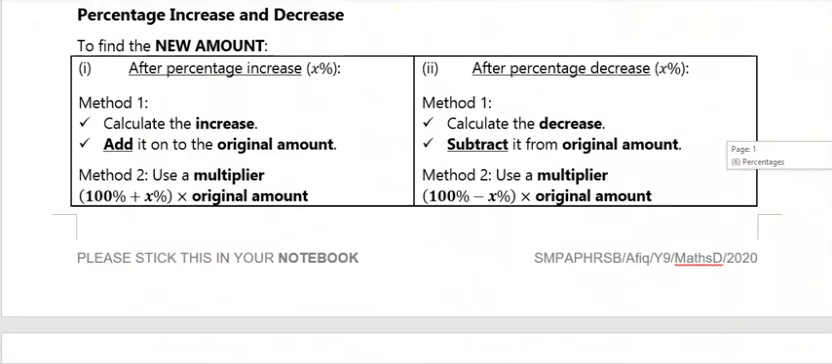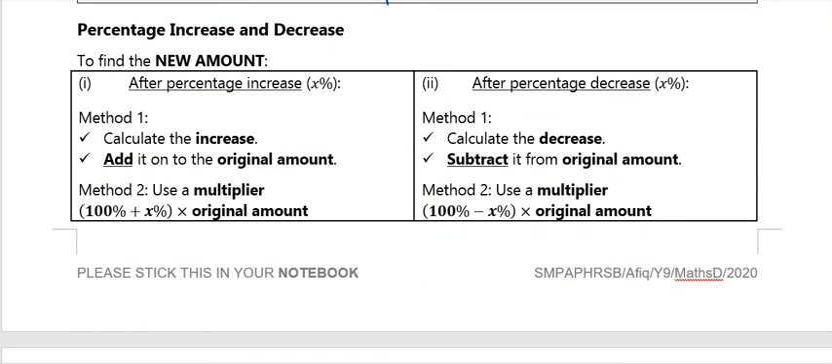Okay, now next one is we are focusing on how to find the new amount if you are given the increase or if you're given the decrease. So generally there are two methods. So the first one is how you have to calculate the increase by taking the percentage off from the amount, okay, and then you add it onto the original amount. And then if you have decrease, you have to calculate the decrease by taking a percentage of the original.